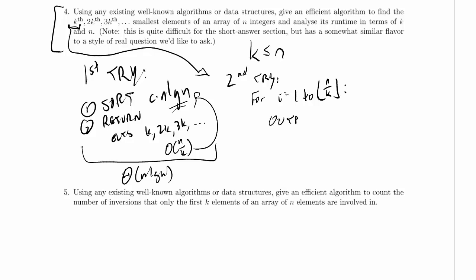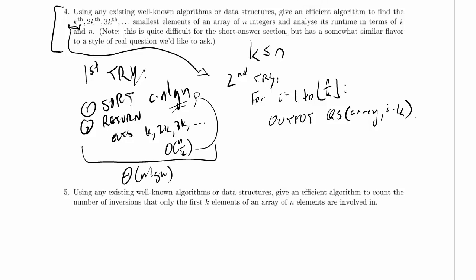output, and I'm going to assume output here doesn't mean write to the screen, it means append to a list of outputs. Quickselect from our array the i times kth smallest element.